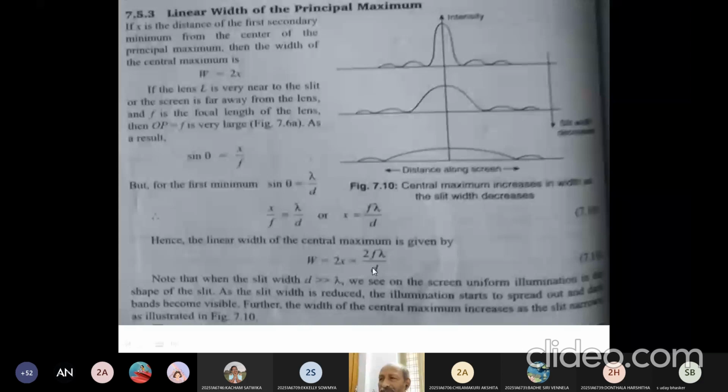So this is another important point that will be asked in problems or in explanation. What happens along the screen, the distance on the screen? The central maxima increases in width as the slit width decreases. Important point: the central maxima width is increasing as the width of the slit is decreasing. As the slit width decreases, this width is continuously increasing. That's the point explained here.